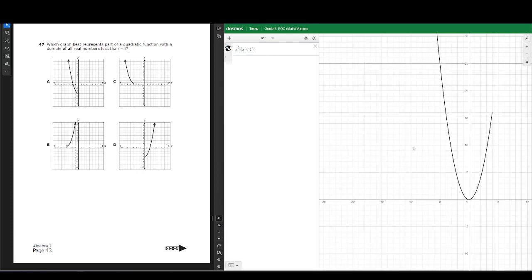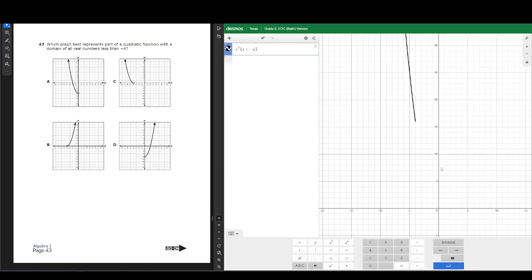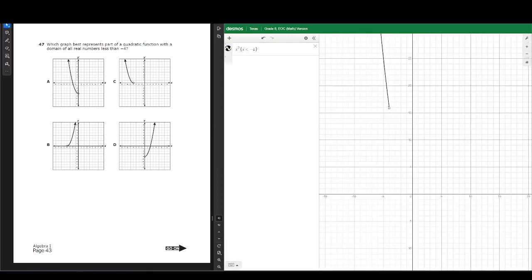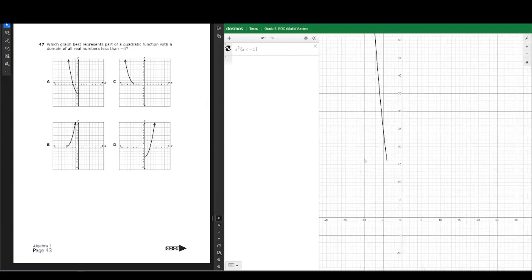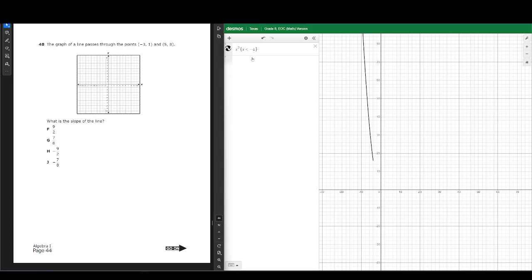I guess that doesn't quite work. Oh, less than -4. So it kind of gives us the idea that there shouldn't be anything to the right of -4. I don't think Desmos is particularly helpful for this, but it is closest to matching with C because there's nothing to the right of this number. So it helps maybe a little, but not much.